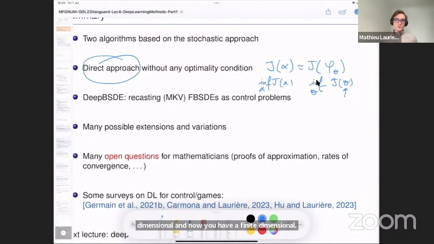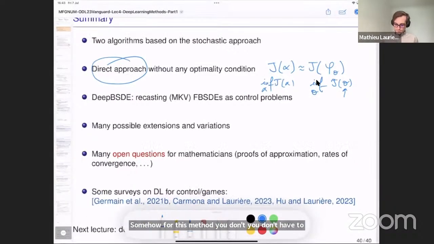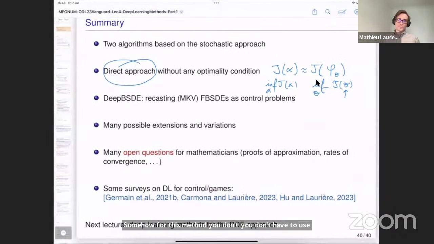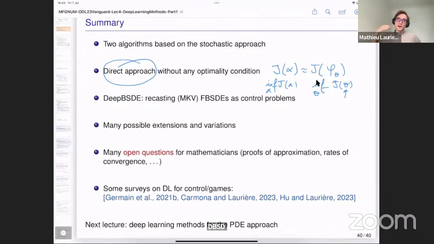You could use something other than neural networks. Someone suggested wavelets or other approximations, and why not? Somehow for this method, you don't have to use neural networks. It turns out that neural networks work well in high dimension, at least after some tuning, but there are other classes of parameterized functions. For DBSDE, the idea, at least from my point of view, is to rewrite the FBSDE as a control problem and then apply the previous method.